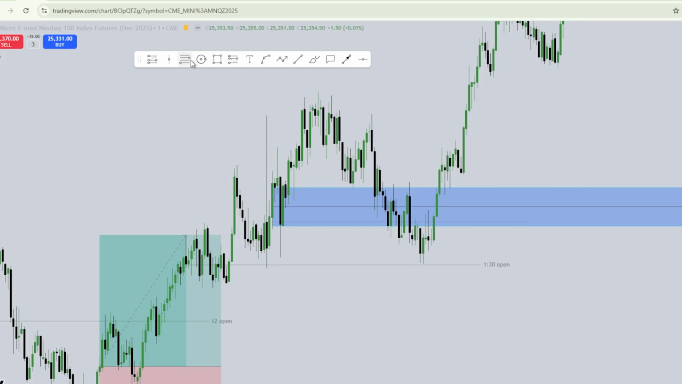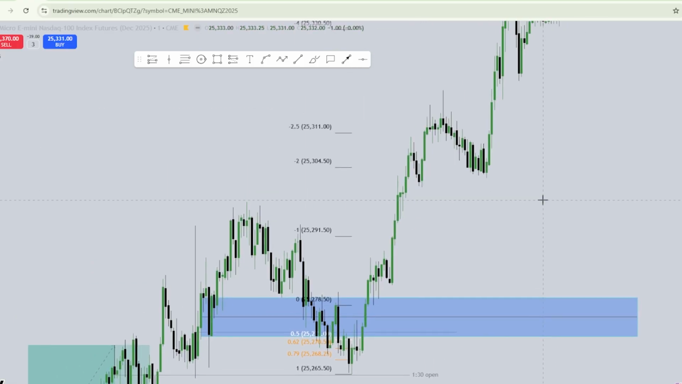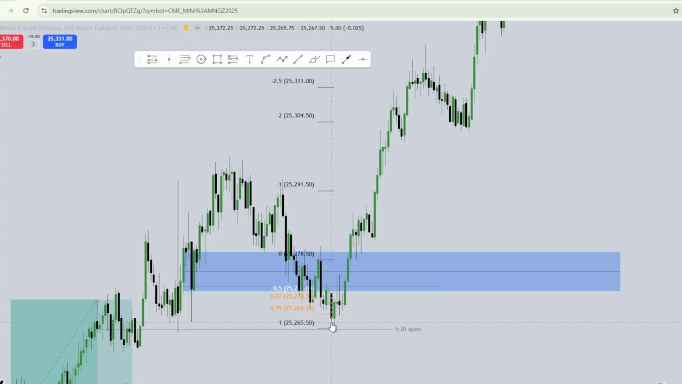Other than that, you can do this. I'll put this on here. You can do field projections. If you don't know about field projections, watch the video about that. ICT has a lot of videos about it. I'll probably make a video about that, but these are just field projections of me using that standard deviation, using this as a manipulation leg. So you always put this on a manipulation leg, and this is just price targets.